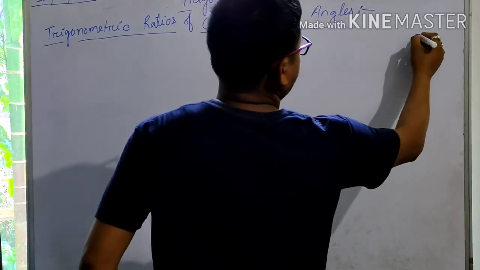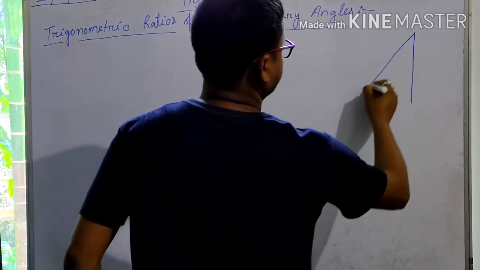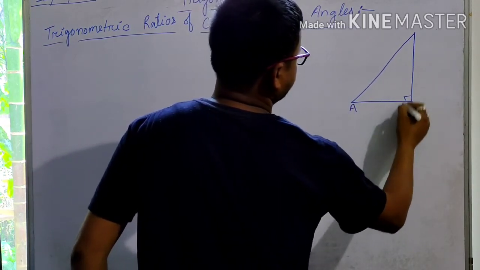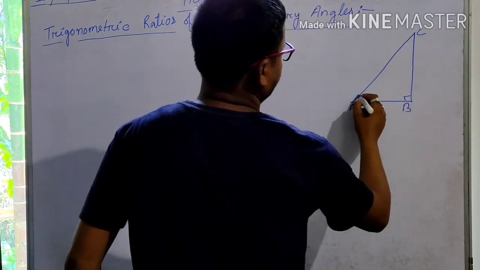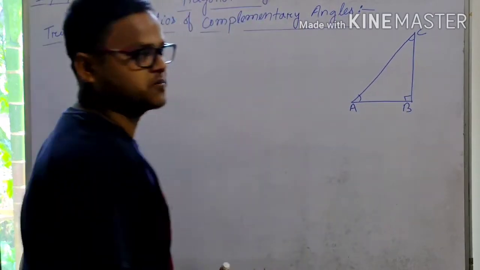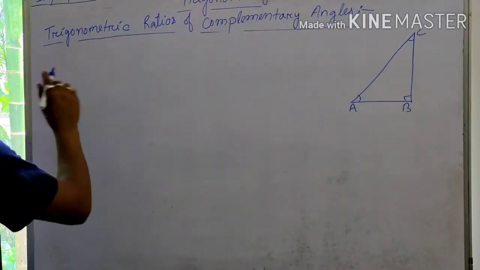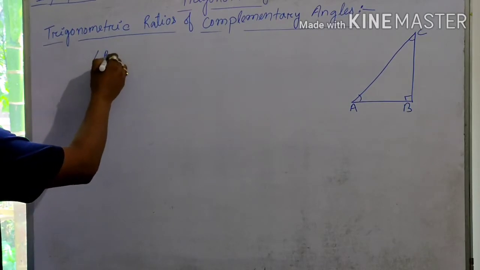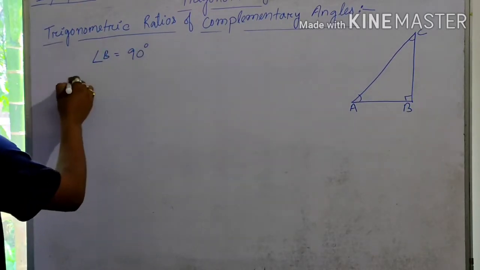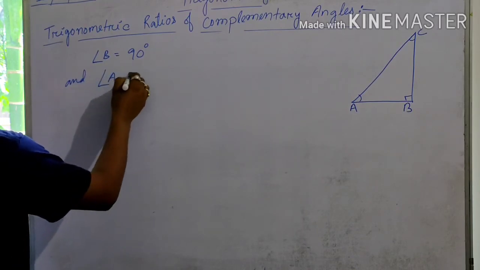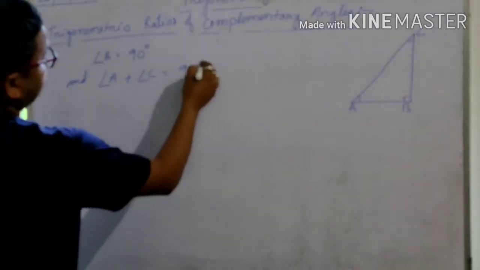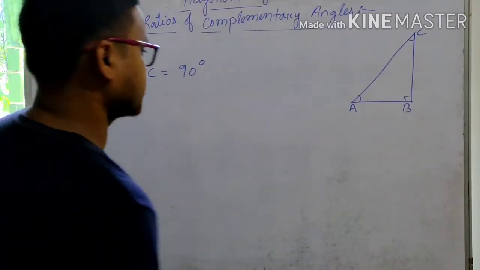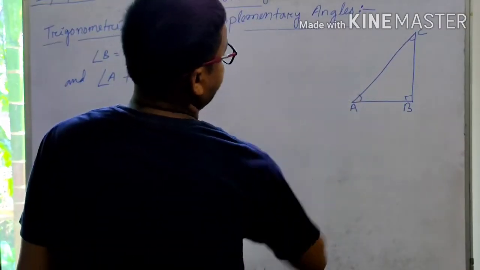So I consider a right angle triangle, with the right angle at B. ABC is a right angle triangle, so here angle B is equal to 90 degrees, and you get angle A plus angle C equal to 90 degrees. Now you consider this angle.